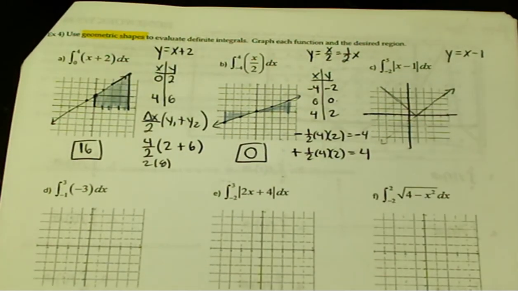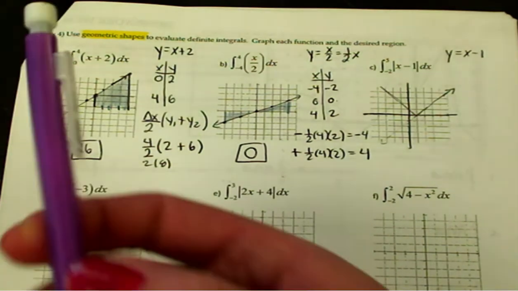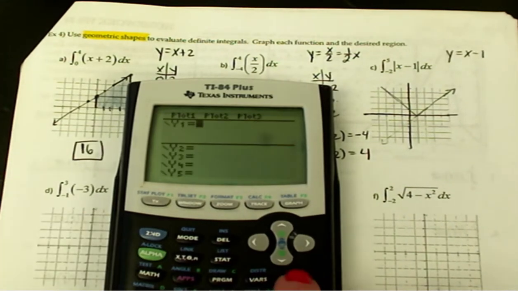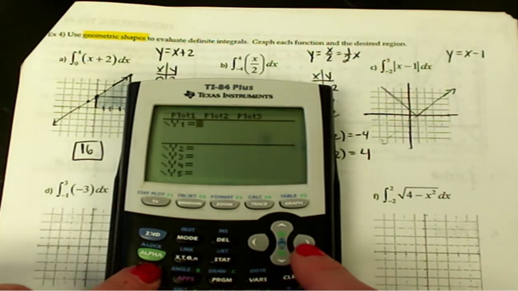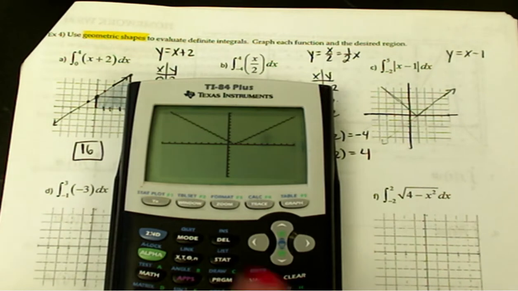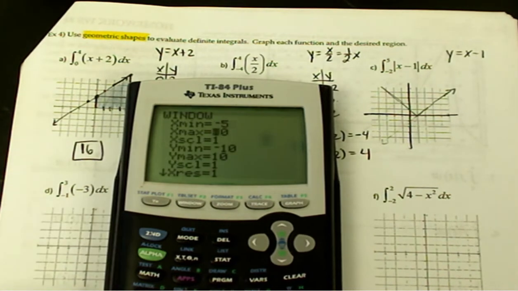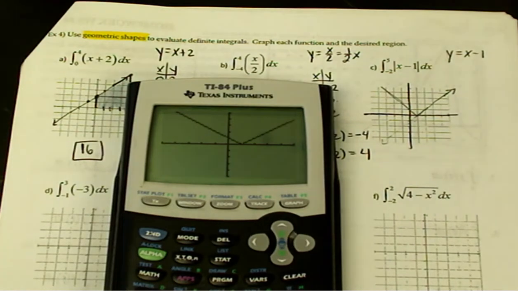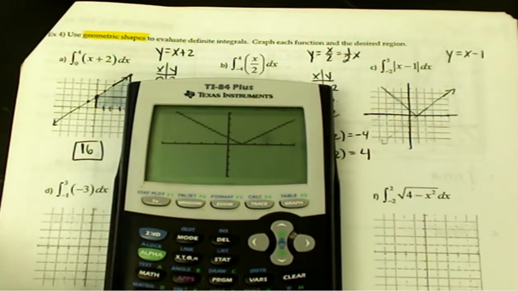Sure, you can. Okay, let's say you're like, oh, Mr. Breezy, I don't remember how to graph any of those things. Okay. Y equals math, number, ABS, x minus 1. There's your graph. Now I'm going to change my window and zoom in a little bit. Okay. It's fine. Use your calculator to help you graph it. Just make sure you get the correct graph.